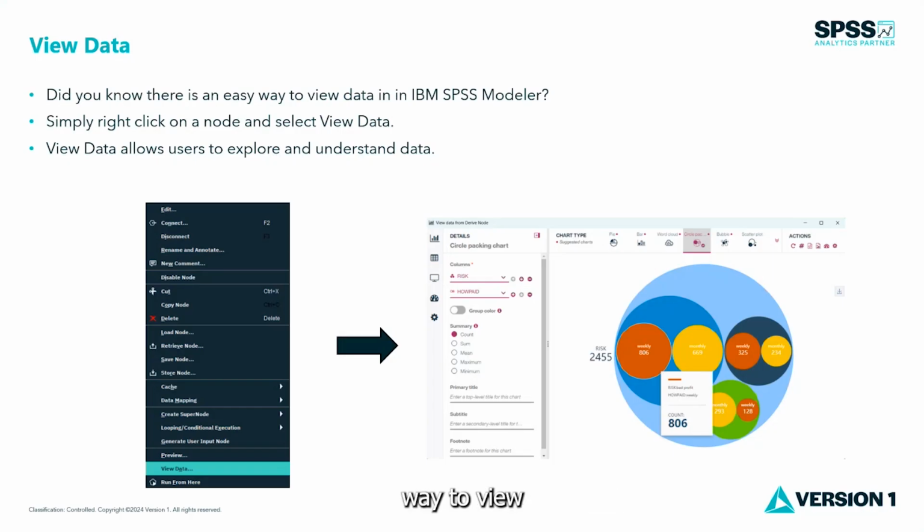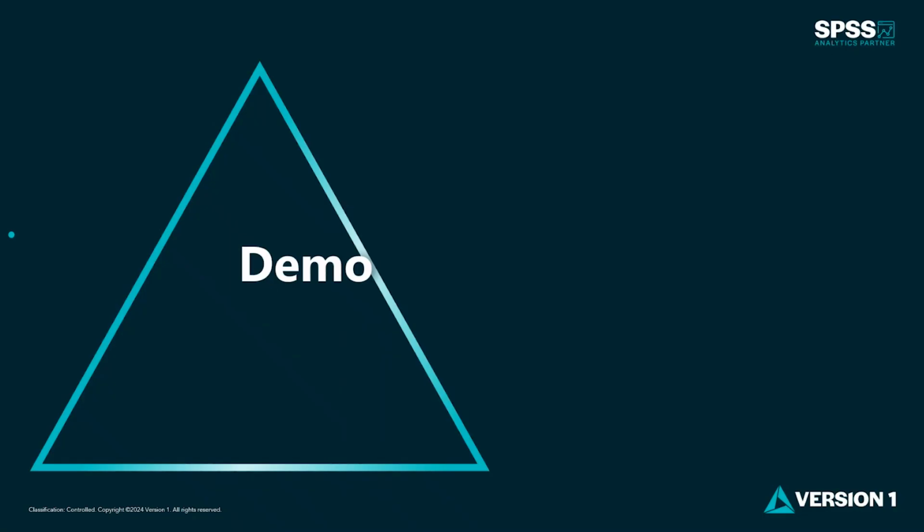Did you know there's an easy way to view and explore your data in IBM SPSS Modeler? All you need to do is right-click on a node and select View Data. View Data will give you the opportunity to explore and understand your data. It has multiple chart types and multiple tools that you can use. So let's see how this works in IBM SPSS Modeler.